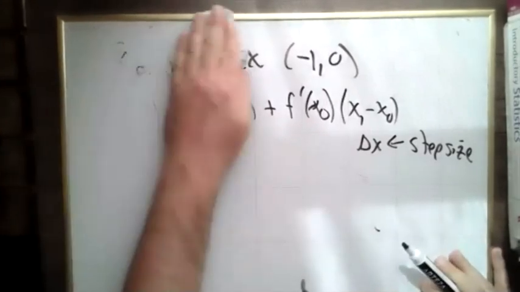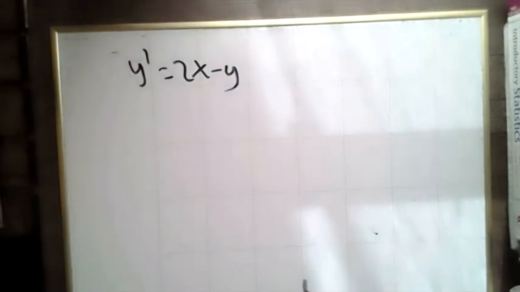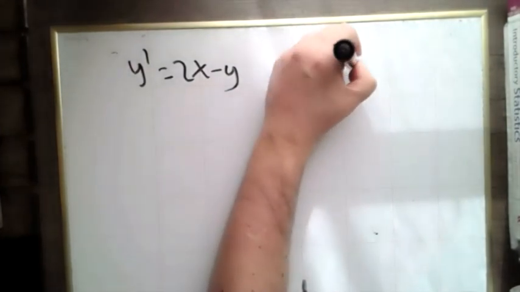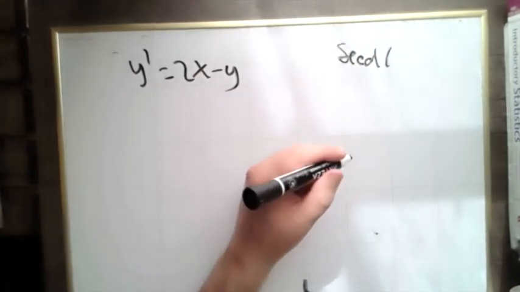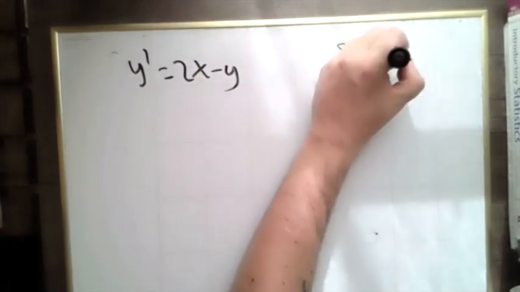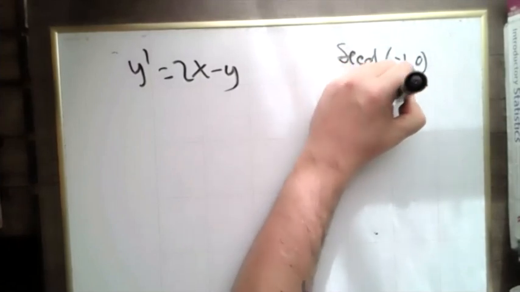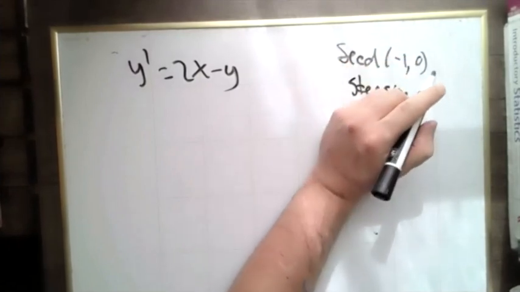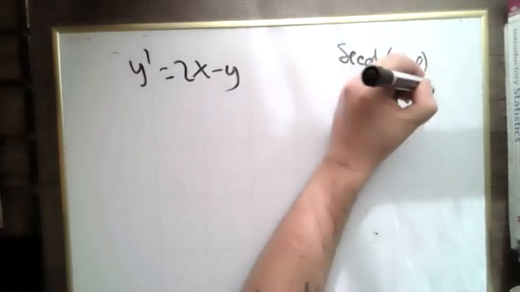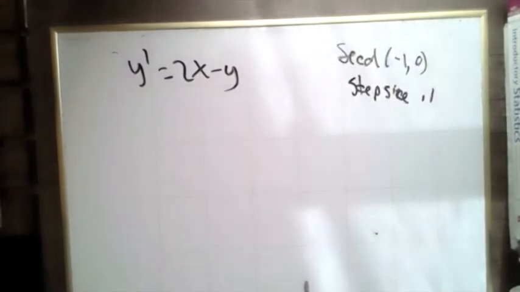Okay, so let's do a few of these by hand. And then I'll show you how to plug all this into Excel, and it'll just do it for you. So this is the guy I'm going to be plotting out. And I'm going to be starting at, what did I say, -1, 0? Yeah. And I'm going to use a step size of 0.1. If we go smaller, we'll get a more accurate graph. If we go bigger, we get a less accurate graph.